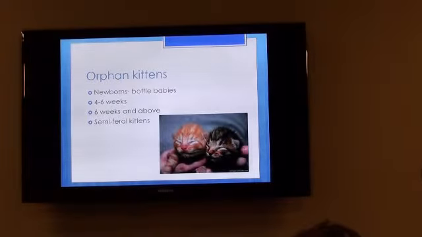Then we've got the orphan kittens who are 4 to 6 weeks old. They're eating on their own, and they're exploring the world around them. They've figured out the litter box and how to use it, and they're starting to get a little more confident and just want to check things out, and they're getting really cute, really cute. Then we've got the 6 weeks and above, and those guys, you know, are killers as far as squeezing into your heart.